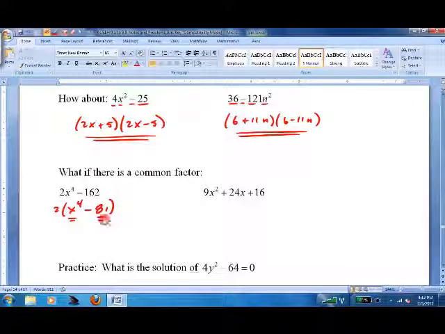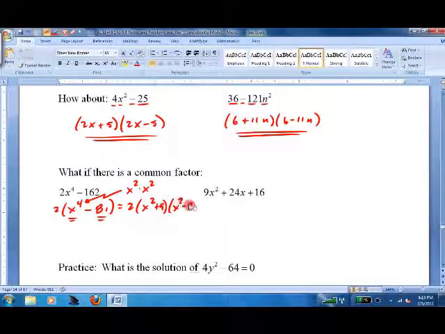Perfect square, perfect square. You might look at that and say, that's not a perfect square, and I'll say, yes, it is. It's x squared times x squared. That makes it a perfect square. So, x squared plus 9 and x squared minus 9.